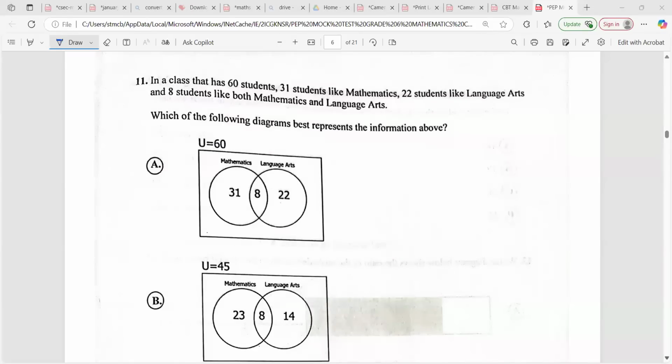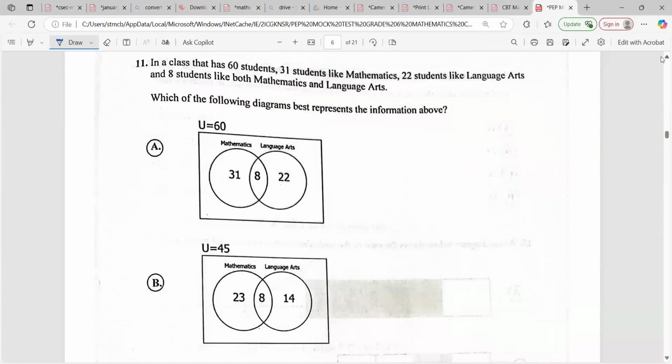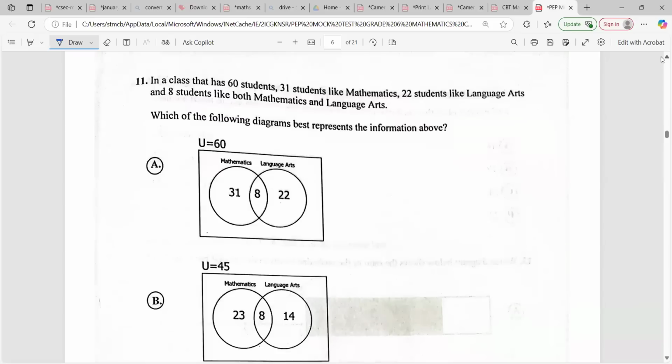So this is option A and B. Write down the information, please. I'll give you time.